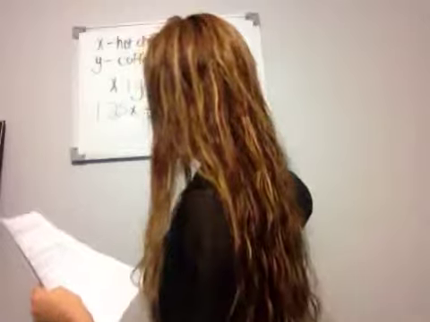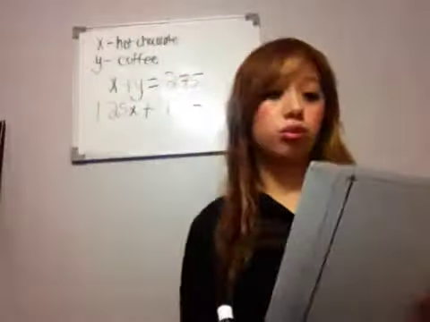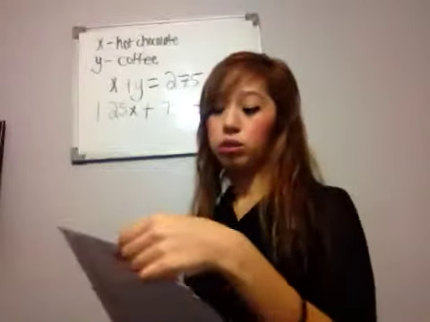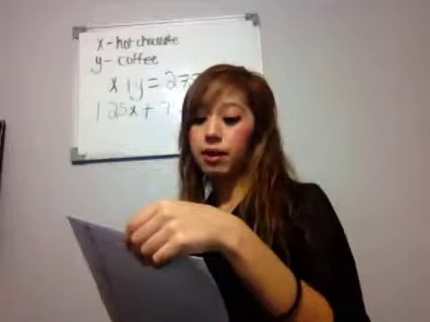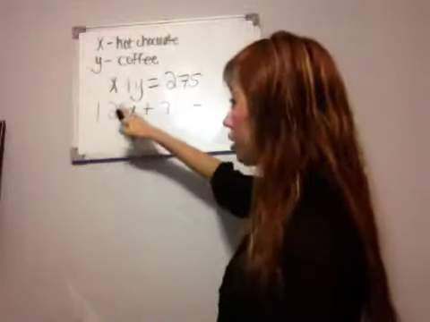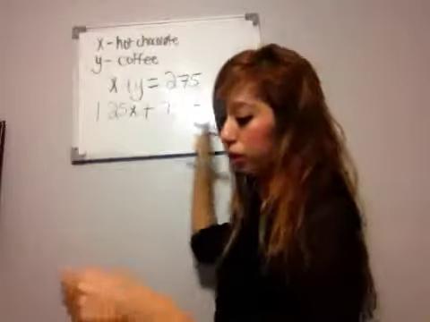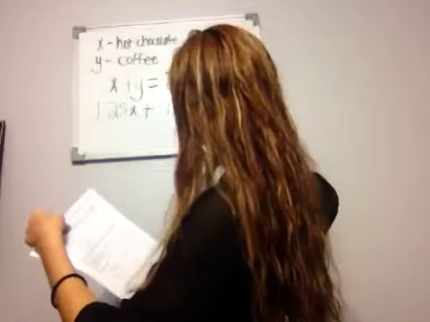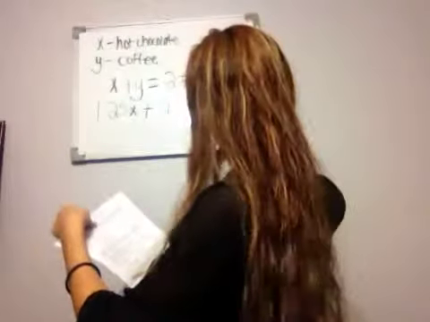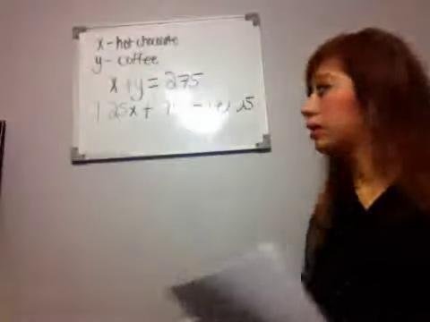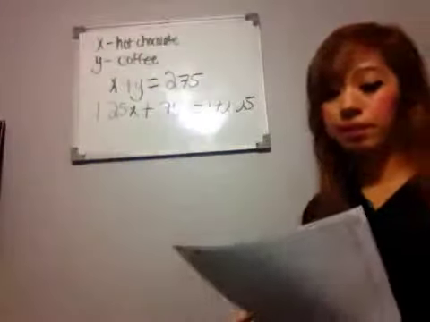And then you equal this to the total amount they sold at the soccer games. So it says here it sold $272.25 worth of hot drinks. So that's the total of both. So you equal this to 272.25. Okay, so there are your two equations.